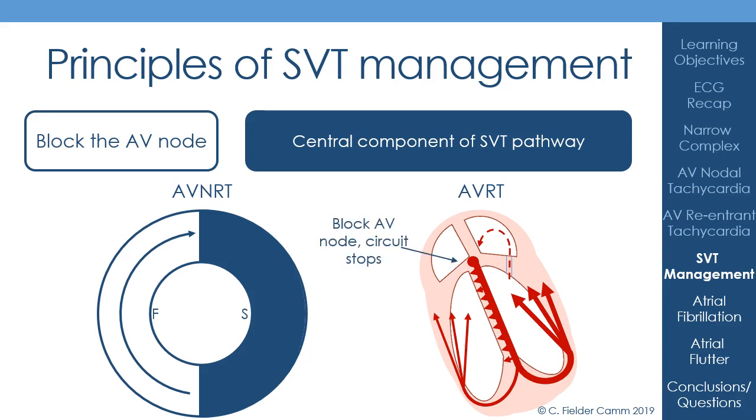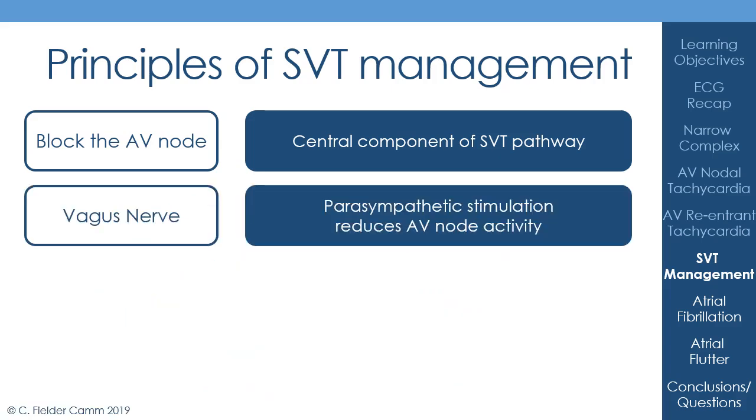And with the AVRT, if you can block the AV node, then when that signal comes back up through the accessory pathway, it has nowhere else to go, and that circuit will stop. Okay, so how do you block the AV node? Well, one option is to use the vagus nerve.